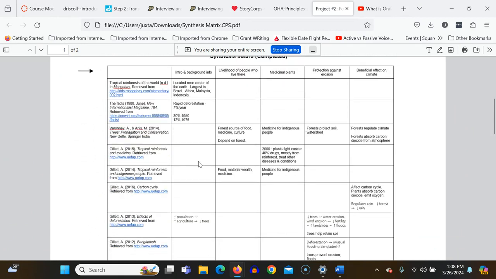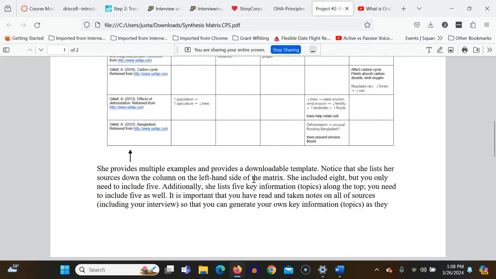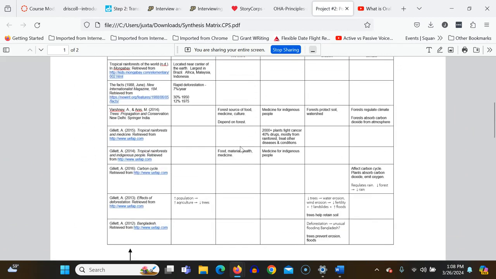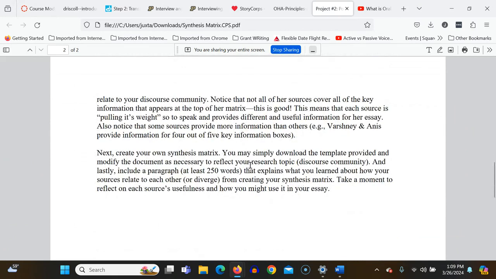So this matrix is just intended for you to organize your research in an organized fashion so that you can see what categories you have. And this is a template, so you can download this template and then use it your own way. This particular person uses 8 categories on here. Yours will be however many you need.